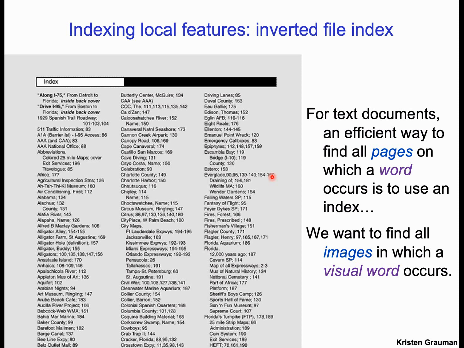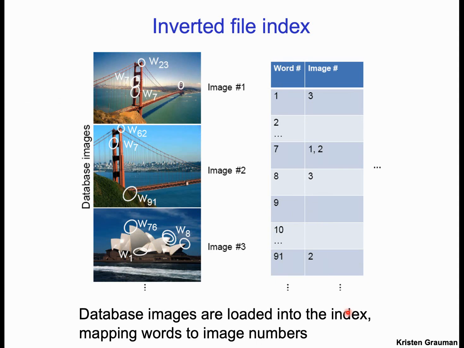Now we want to apply the same thing in the images. Here, instead of finding pages, we want to find images in which a visual word occurs. So how can we get this? We create the image-based inverted file index. We have a database of images, and from each of these images, we extract multiple regions with multiple features. Each of these features will correspond to a word, a visual word, in the clustering scheme that we showed.